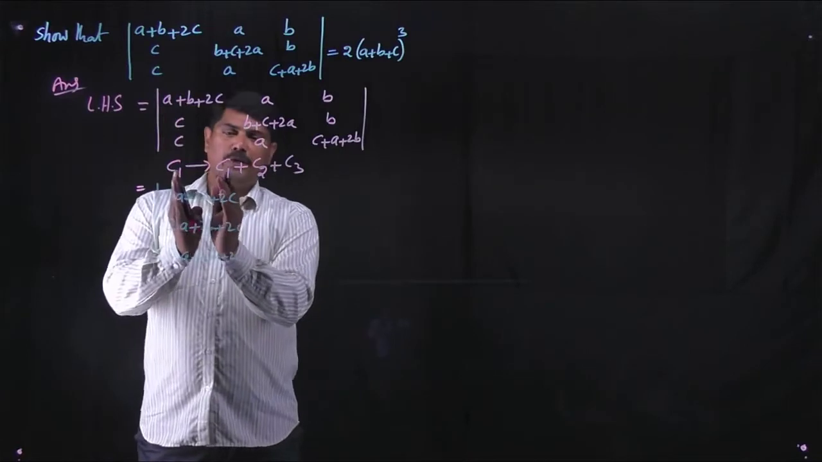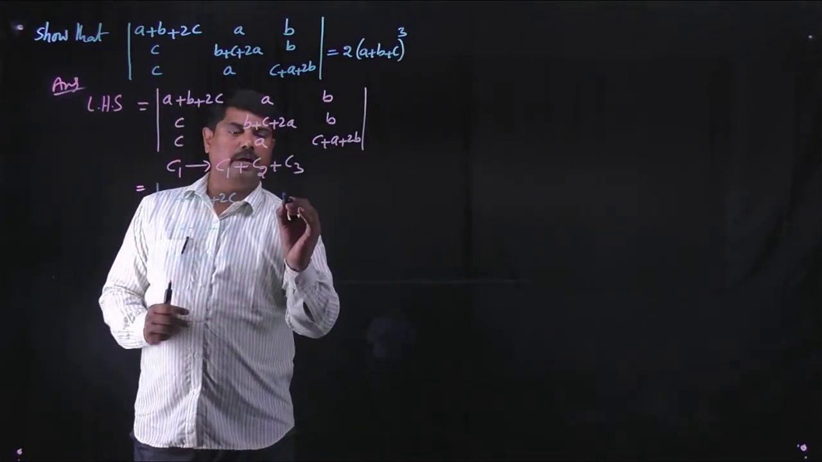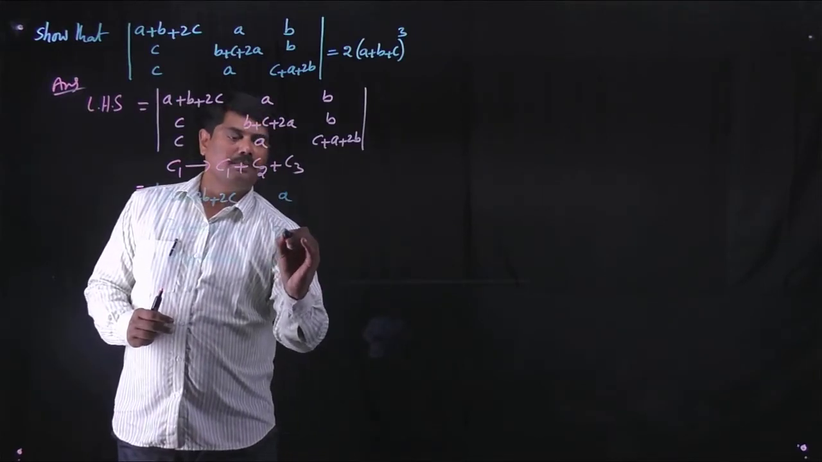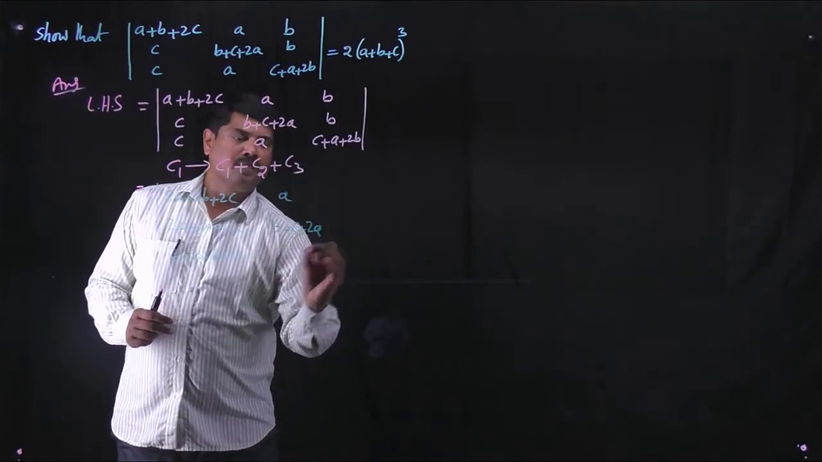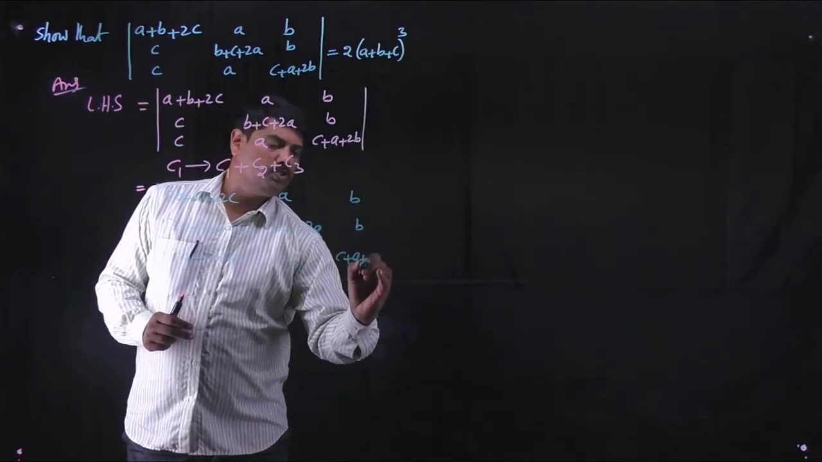Later you are changing only column 1, so there is no need to change the second and third columns. You have to consider them as similar: b plus c plus 2a and a, b, b, c plus a plus 2b.